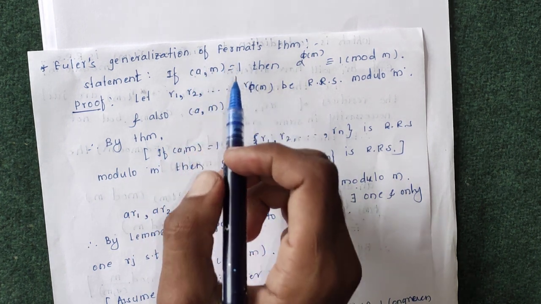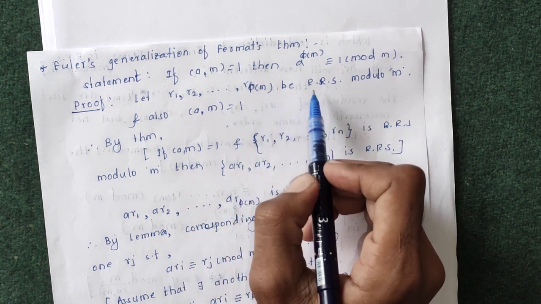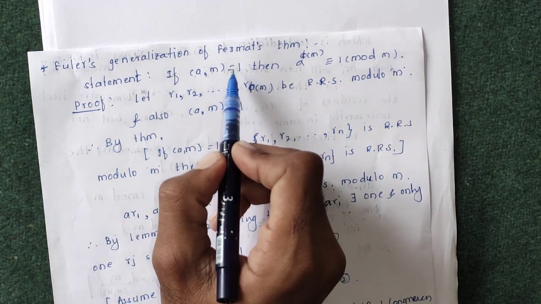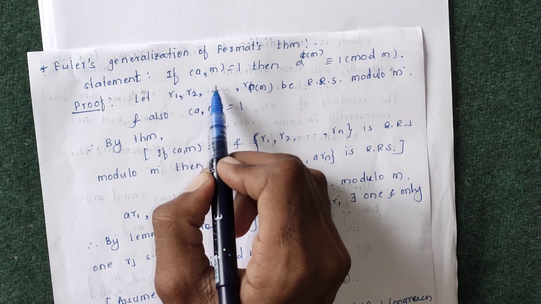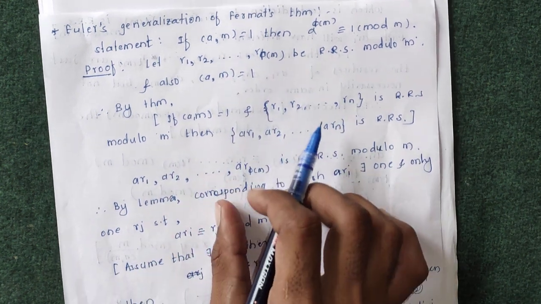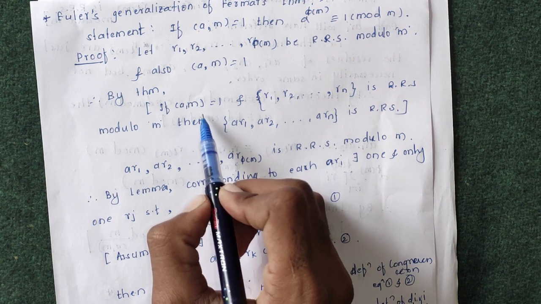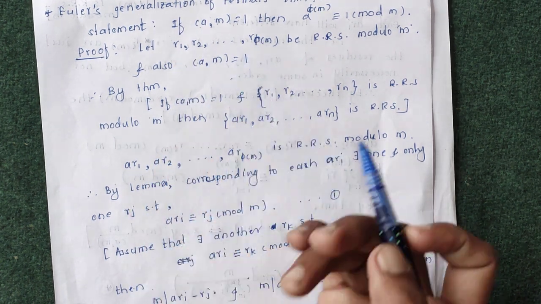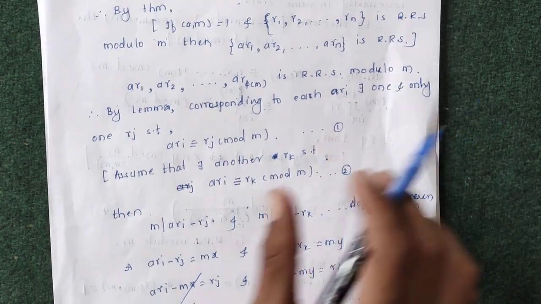So, to prove this result, we have taken r1, r2 up to r φ(m) as a reduced residue system. Also, we have been given that GCD of a and m is 1. So, using these two things and the previous theorem, we can write that ar1, ar2 up to ar φ(m) is a reduced residue system.